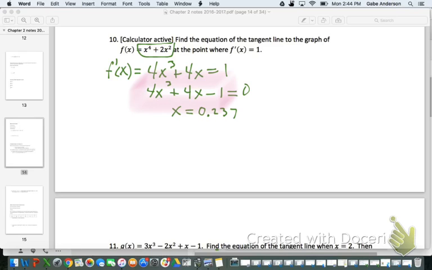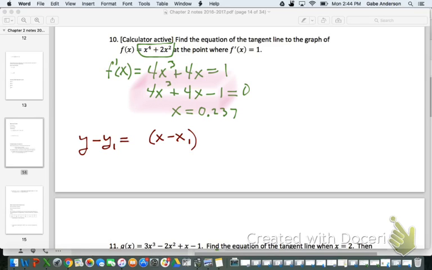So let's think this through. If we're going to be doing our equation of the tangent line, our final answer is going to look something like this. Y minus y1 equals m times x minus x1. Of those 3 things, this one right here, this one here, and this one here, how many of those 3 things do we have right now? 2. We got 2 of them, don't we? We've got the m and the x. So let's fill those in.